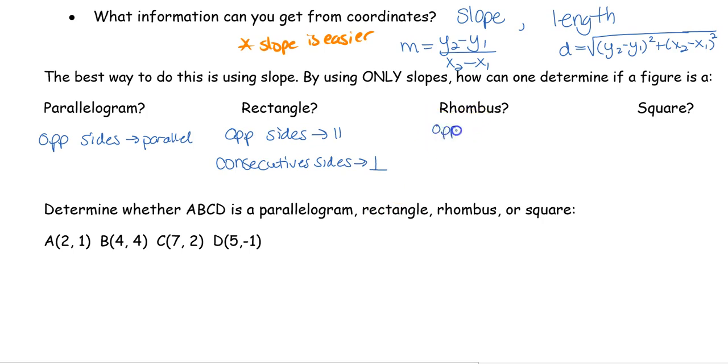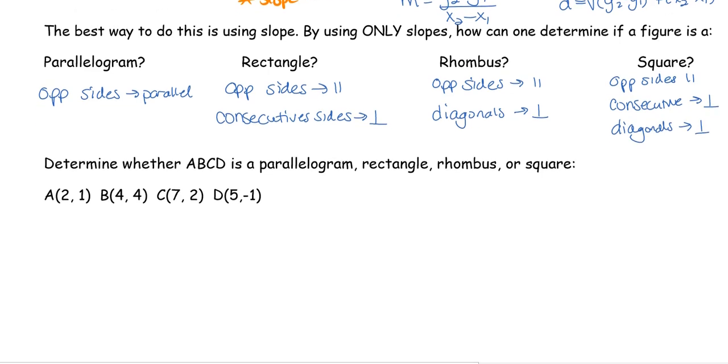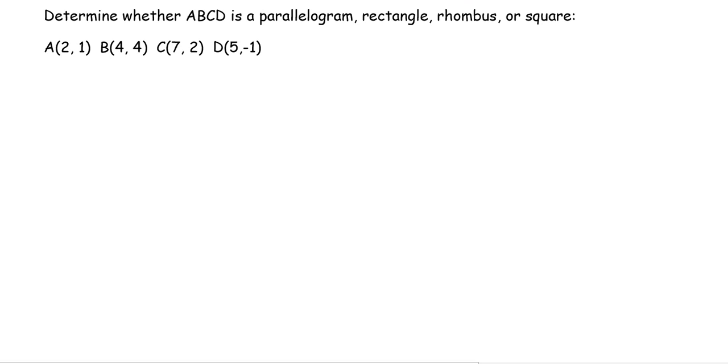A rhombus has opposite sides parallel. We don't have four right angles, so our sides aren't perpendicular, but in the rhombus we learn that the diagonals are perpendicular. Now a square has everything. The square has opposite sides parallel, it has consecutive sides perpendicular, and it has diagonals that are perpendicular. So we are going to calculate the slopes of all the sides and of the diagonals, and that's going to determine what kind of shape we have.